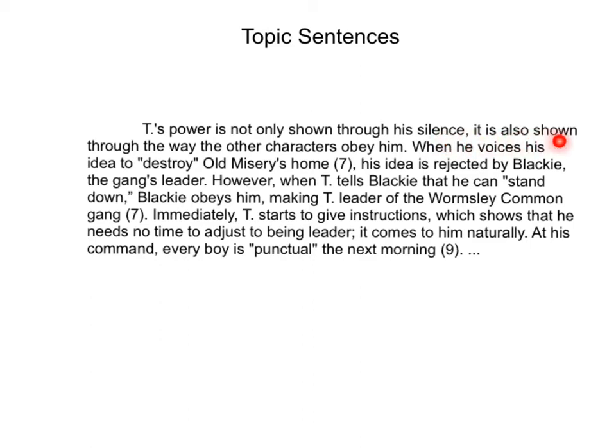Now, this part of the topic sentence is useful for the reader because I know now what I'm to expect in the rest of the paragraph. This writer has made a claim that his power is going to be shown by the way other characters obey him. I need some proof that they obey him, and indeed, I get it. This also is a good topic sentence because the first part tells you where the writer has just come from. In this case, I presume the previous paragraph was about silence and power. Also, the whole topic sentence is connected to the prompt, which was on a character and power in the short story.